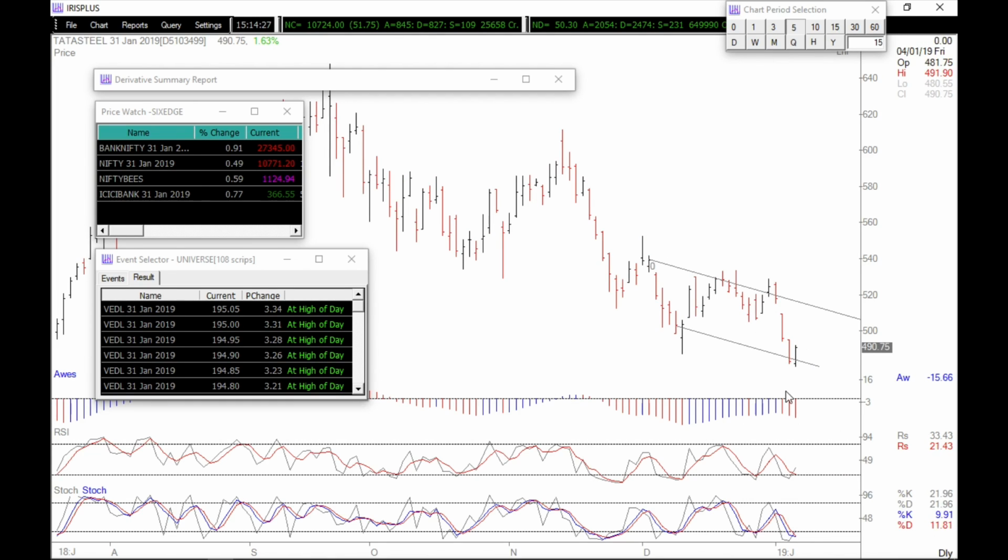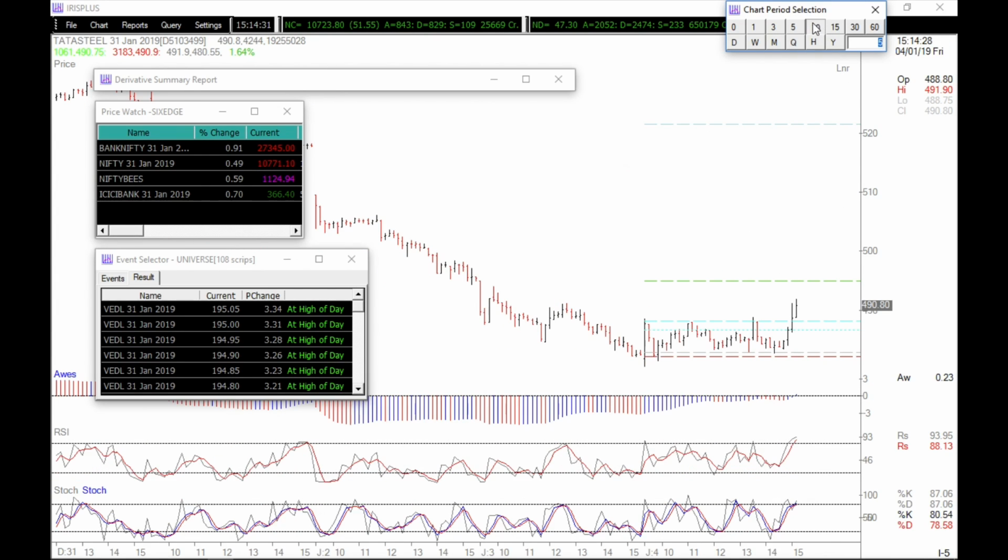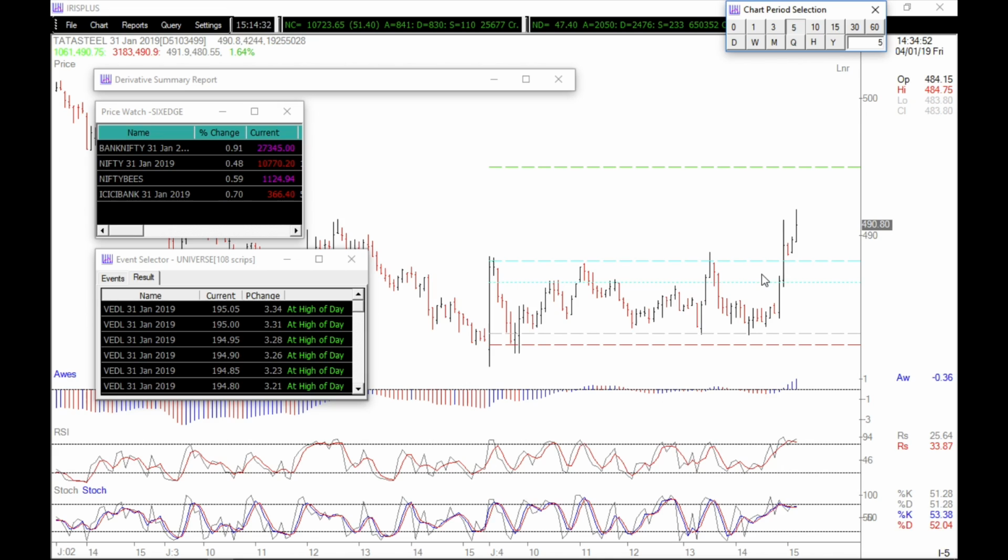Now Tata Steel, the fact that it's bouncing back, I will now probably look into a smaller time frame like a 15-minute or a 5-minute, just to check if I get any trading strategy out of this or not. Is this clear?